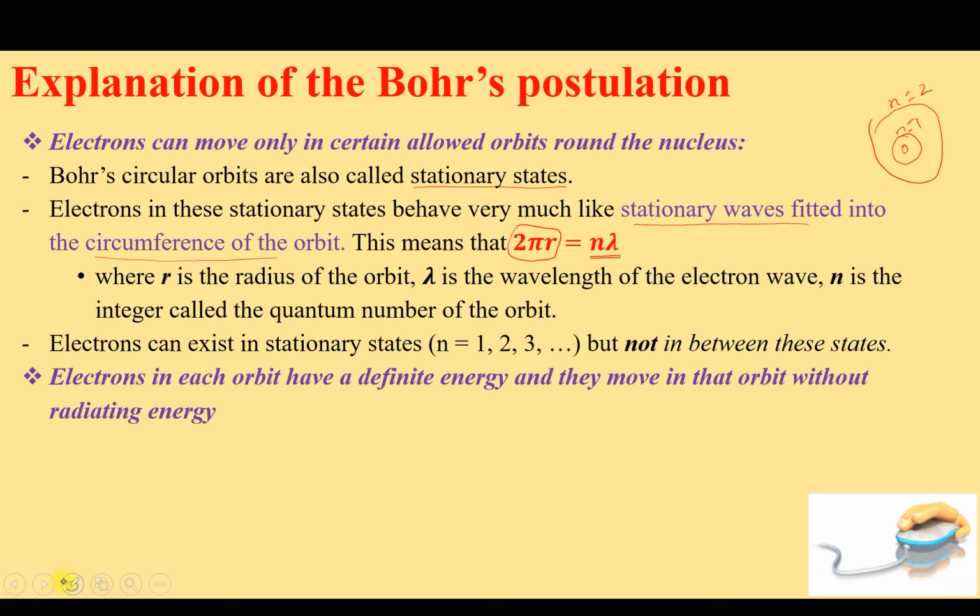Electrons in each orbit have a definite energy, and they move in that orbit without radiating energy. So while moving in the stationary state or in the stationary orbit, electrons are not expected to give out energy. The energy will only be given out when the electrons make a transition.